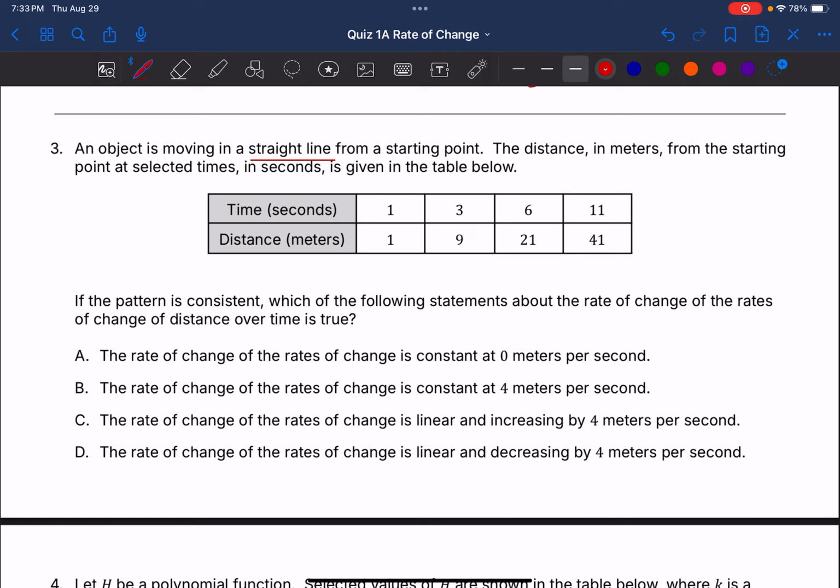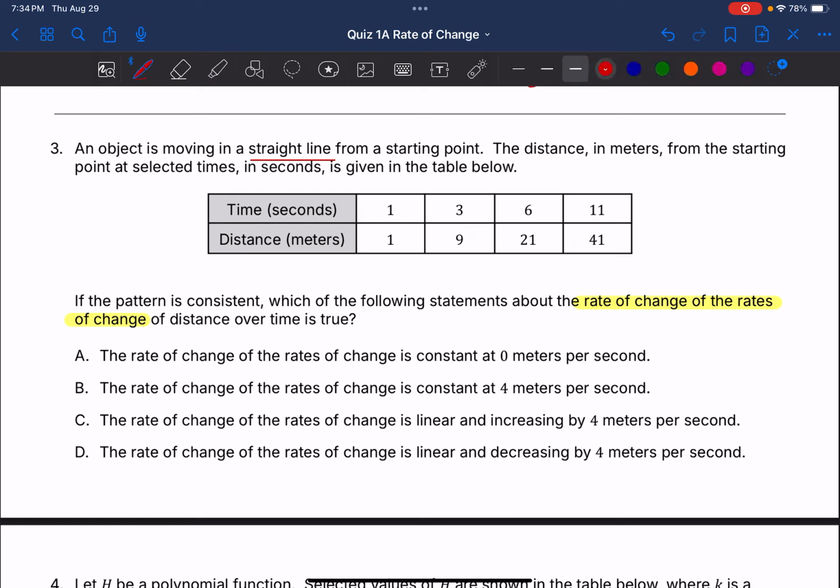So there's our table. If the pattern is consistent, meaning it's not going to change, which of the following statements about the rate of change of the rates of change of distance over time is true? So notice that they said it twice. Rate of change of the rates of change. That means that not only are we going to have to find the slope, we're going to have to find the rate of change between all the slopes.